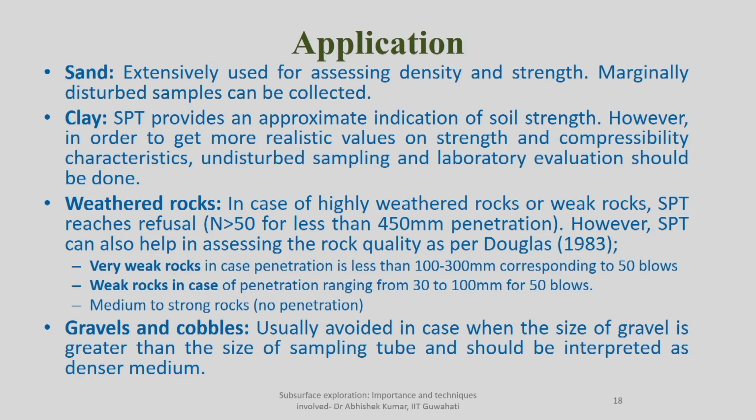However, to get a more realistic value for validation, you have to collect the samples by other means and test them in the laboratory. Weathered soil: you can use it only in the case of highly weathered rocks. You can even use it for classification of rocks. When you get only 100 to 300 mm penetration for 50 blows, you call it very weak rock. When for 50 blows you are only able to penetrate 30 to 100 mm, the rock is less weak. And with no penetration, you refer to it as medium to very strong rock.